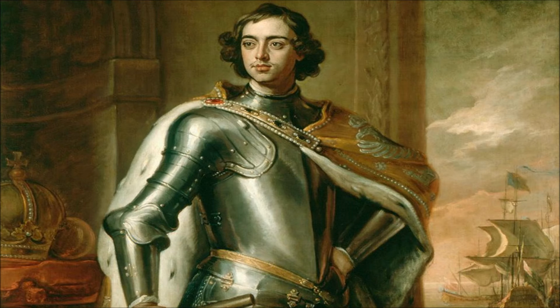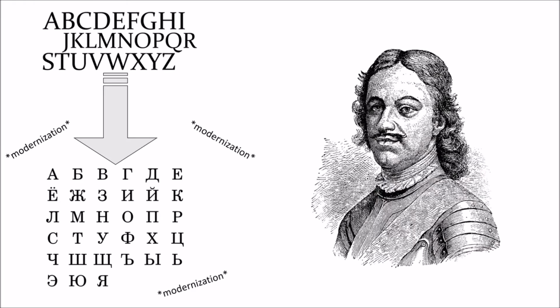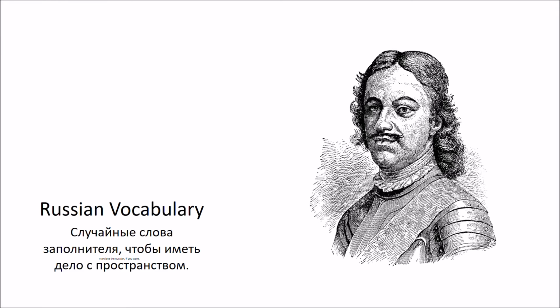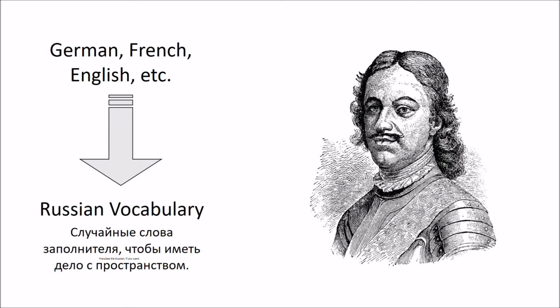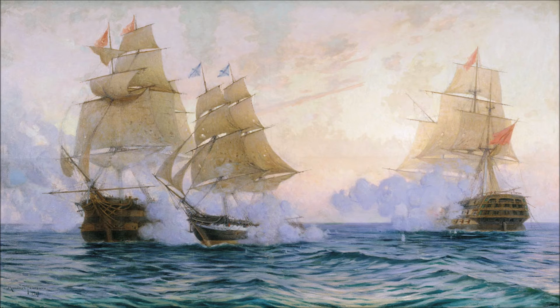Continuing onward, when Peter the Great came in and became king, trying to modernize Russia, not only did he modernize the alphabet, as I said earlier, taking on some Latin influence, but another thing he influenced was Russian vocabulary. And as he was modernizing the Russian vocabulary, he also introduced chunks and pieces from Western European languages, such as German, French, and English.